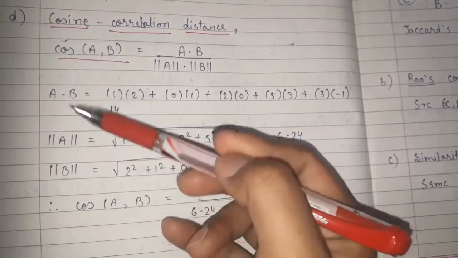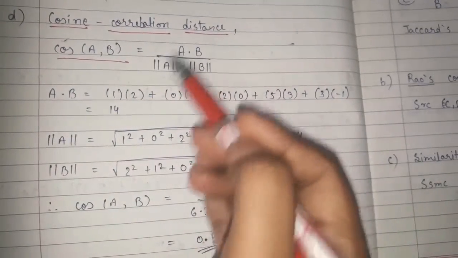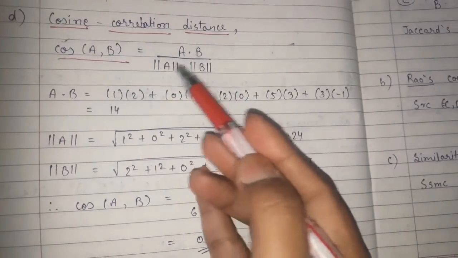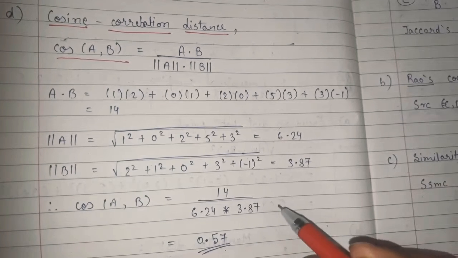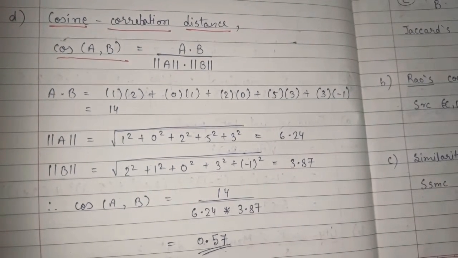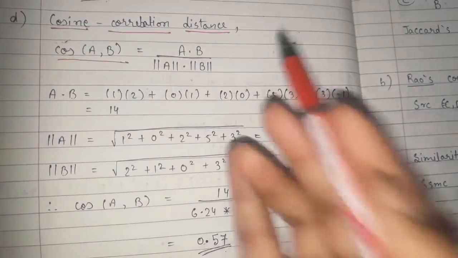Now I will substitute these values in my formula. So cosine of A comma B will be equal to 14 divided by this into this. So I just have to multiply them. So 6.24 into 3.87, and that will give me 0.57. So 0.57 is my ultimate answer, that is the distance between those 2 points using cosine correlation distance.